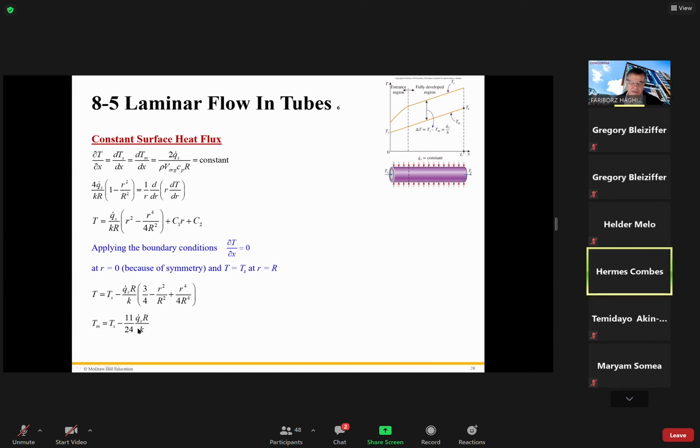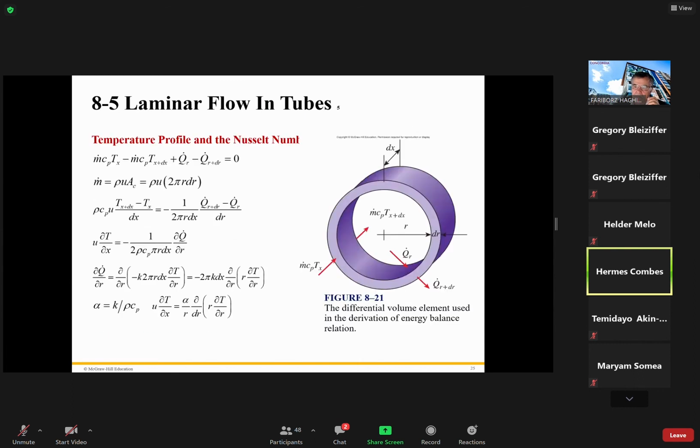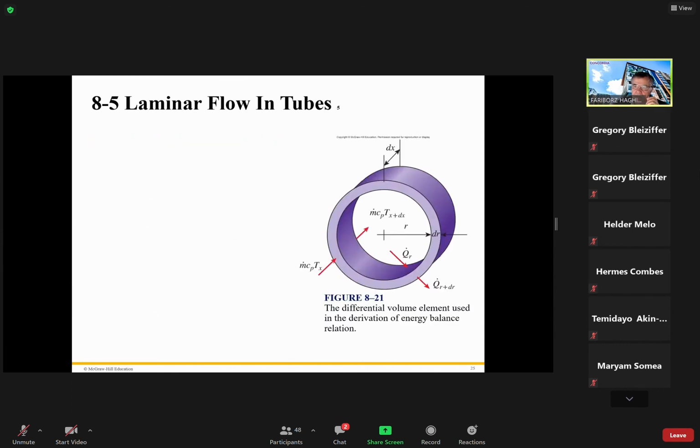Sir? Yes, dear. Is the temperature profile only from the center to the surface of the tube, or throughout the tube? It's symmetric. Therefore you change at the center, R equals 0. At the center, R equals 0, we can go up or down, but it's symmetric, the same. So it's from the center to the surface of the tube. Okay, let me show you this figure here, sir.